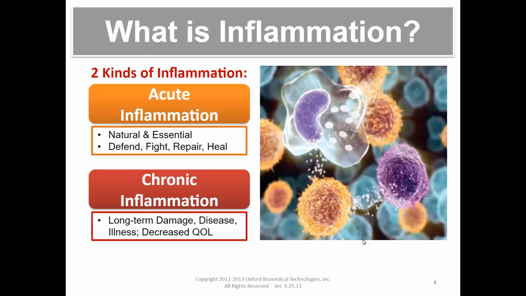So what is inflammation? We have 2 different types of inflammation, acute and chronic. Acute is very natural and it's essential to human life. When you break your leg or you burn yourself, you have an inflammatory response. Inflammation starts the healing process. You start to get blood flow to the area, nutrients go to the area, and then you start to repair the injury and heal. That is a very normal part of human health.